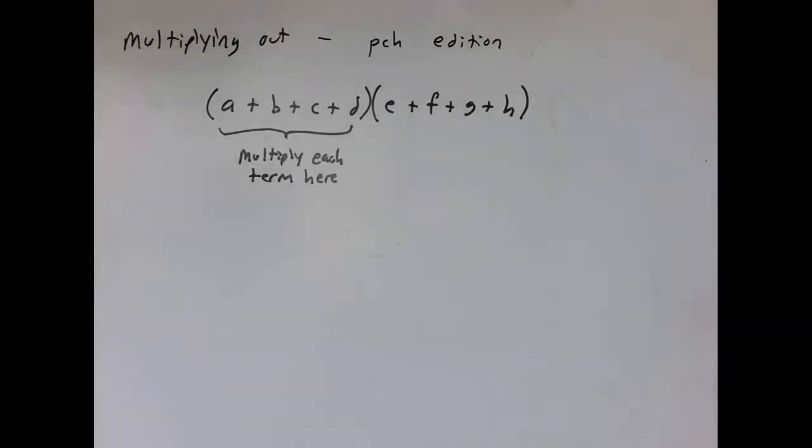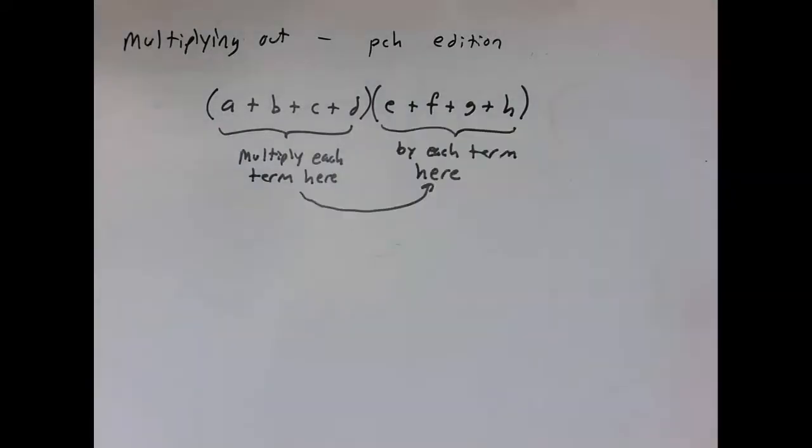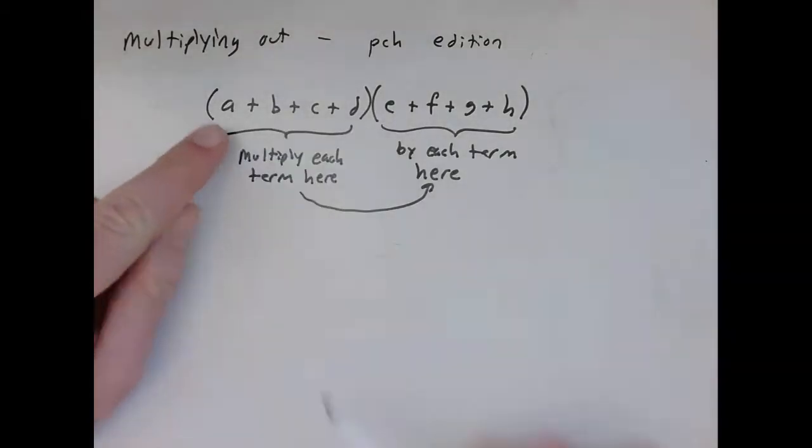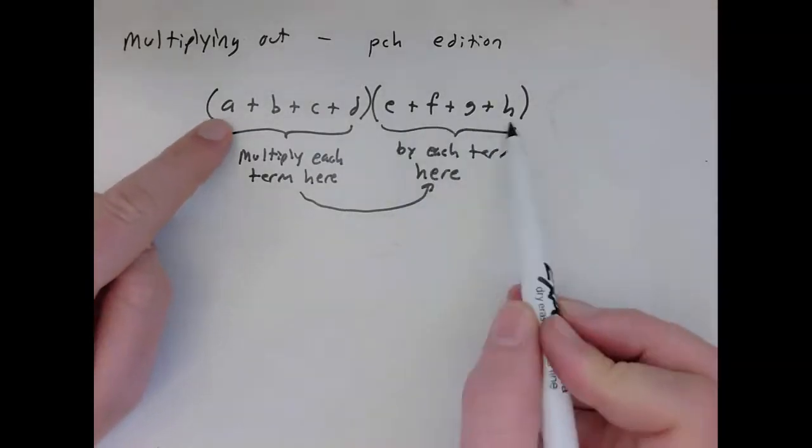The underlying pattern that the area model is intended to capture is the idea that when you multiply out these two expressions, you're multiplying each term here by each term here. So what am I saying? I'm saying take each of these terms, so let's start with a, and you'd multiply a by each of those terms. So you do a times e plus a times f plus a times g plus a times h.